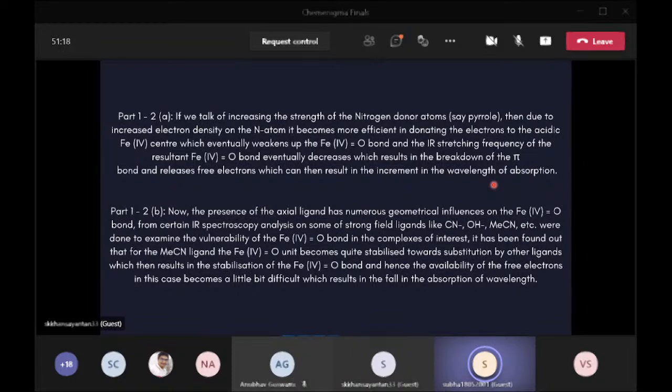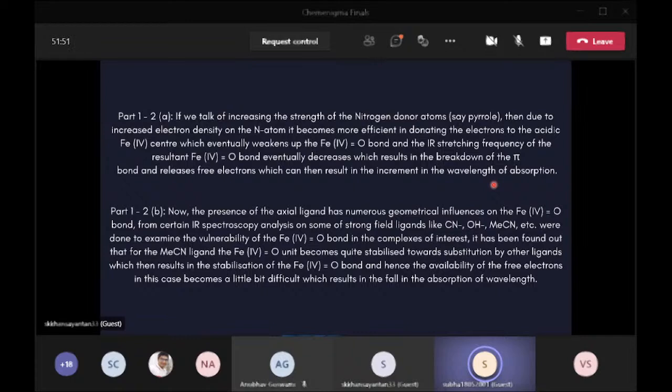So the double bond character will be less, and hence the Fe-O bond will be a little bit weak, and the IR stretching frequency of the resultant Fe-O bond eventually decreases. This may result in the breakdown of the pi bond and the release of free electrons, which may go to the oxygen atom. Since the IR stretching frequency is decreasing, an increment in the wavelength of absorption can be observed.